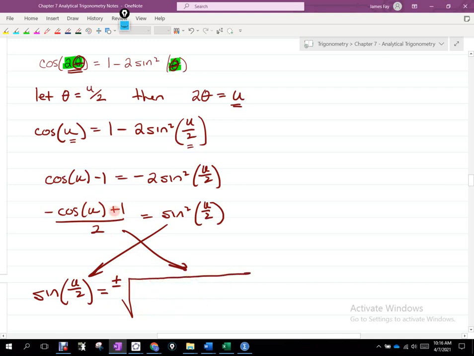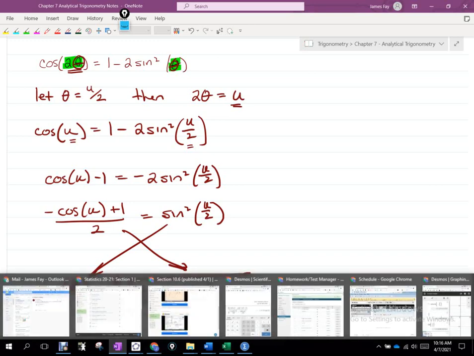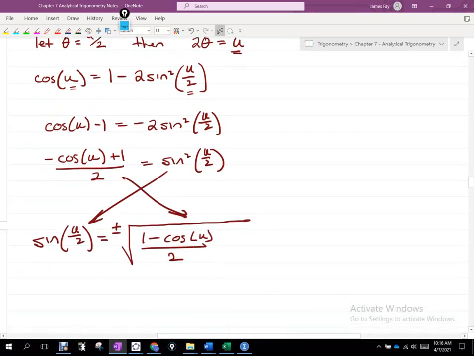Okay, now I'm going to use commutative property and rewrite this as 1 minus cosine of u all over 2. That is what we call our half angle formula, because now it's the sine half angle formula, because that's what's isolated, right? The sine of u over 2. Okay.